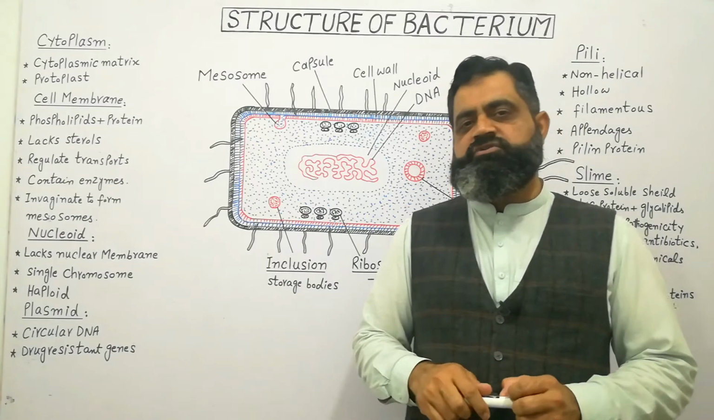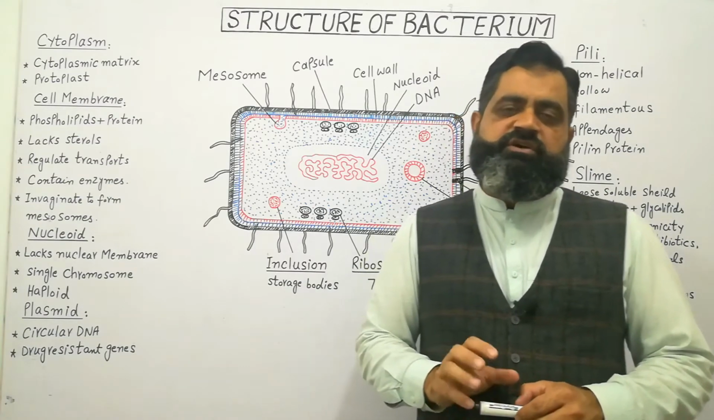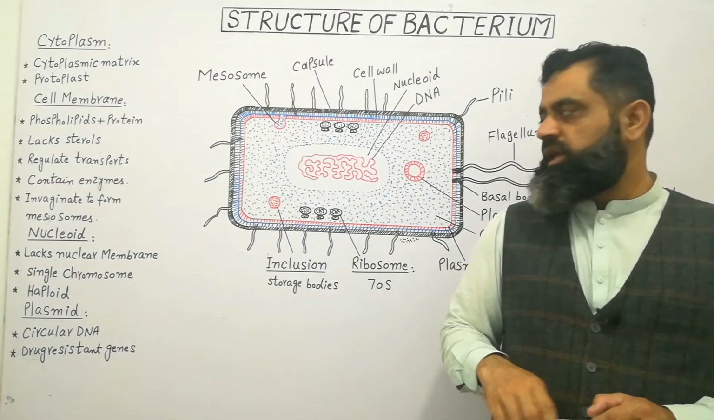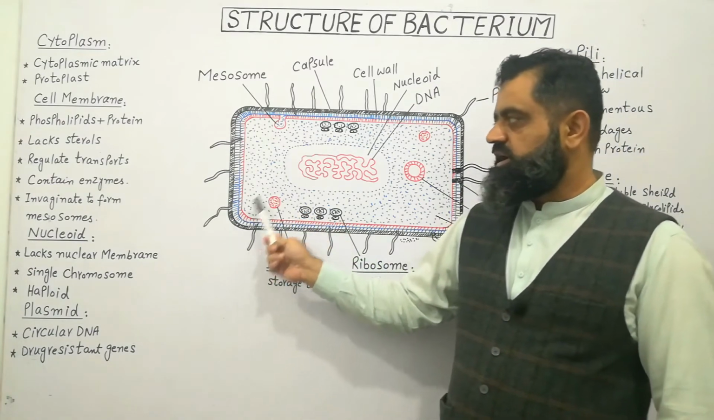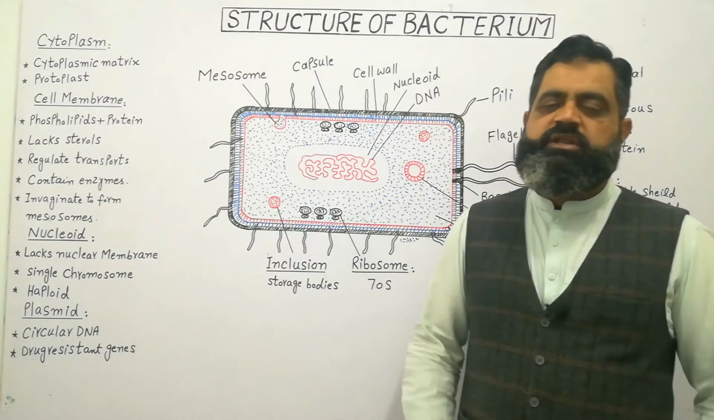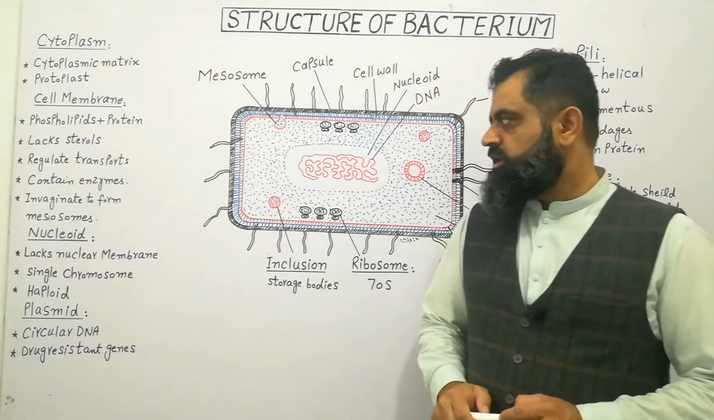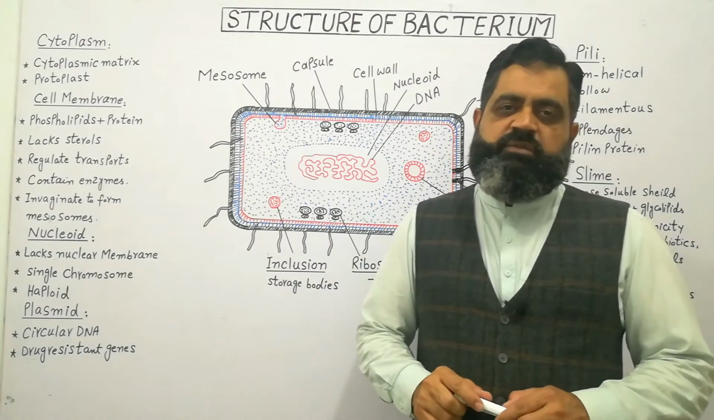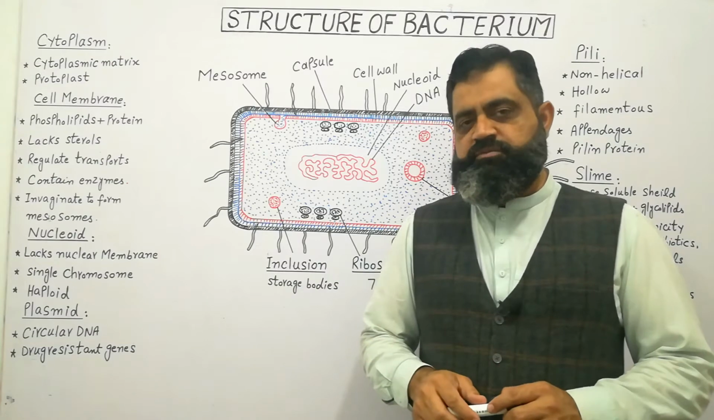If we look at the functions of the cell membrane, it functions as a transport. It helps to move material into and out of the cell, so it regulates transport of material inside and out of the cell. At the same time, the plasma membrane also contains certain enzymes which are used in the respiration process.